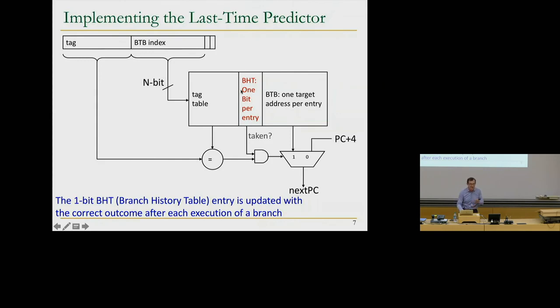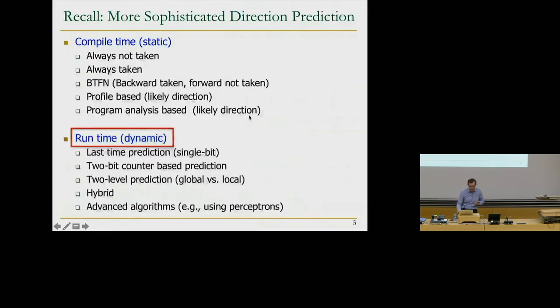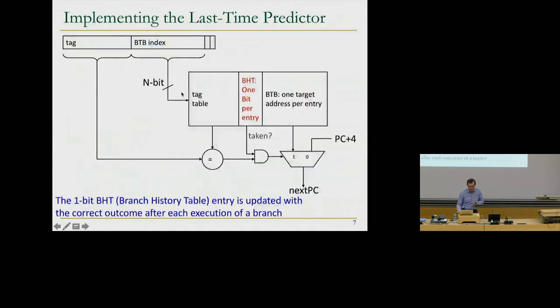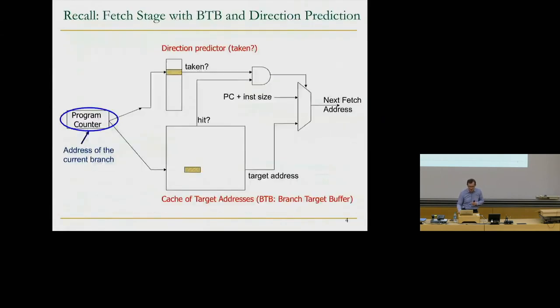You can think of this also as a direction predictor. What we're doing over here is, if you go back to this picture, we're embedding this direction predictor into the BTB. Make sense? Because both the direction predictor and the BTB, if we go back again, use the program counter as an indexing mechanism. Basically, the direction predictor gives you a taken or not taken bit based on the program counter. The BTB gives you the target address based on the program counter.